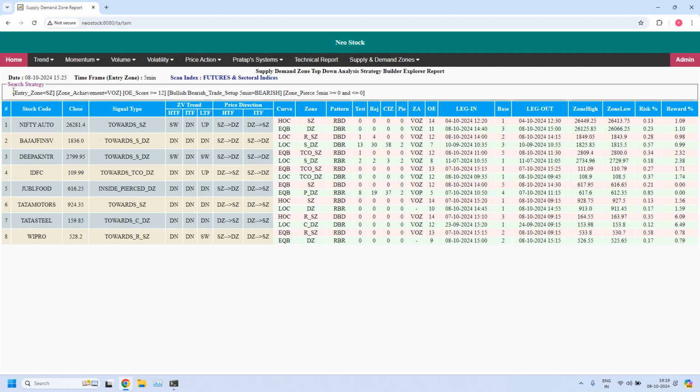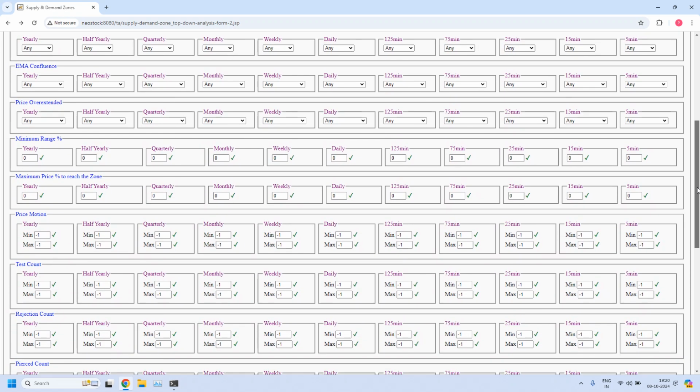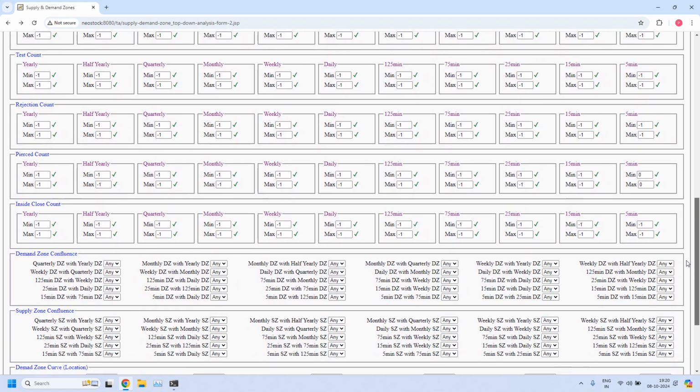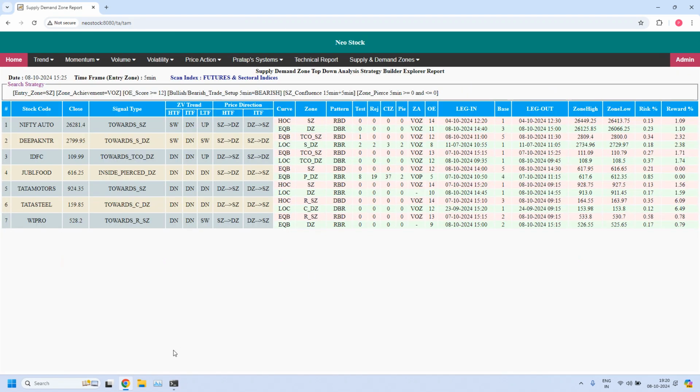Entry time frame supply, always look into the search strategy. Entry zone is supply zone. In bullish or bearish trade setup, at 5 minutes we selected bearish. So these 8 stocks are bearish trade setup for hourly income trade. So we need to look for ITF supply zone confluence. That means 5 minute supply zone with 15 minute supply zone confluence. So I am enabling the filter 5 minute supply zone with 15 minute supply zone. Let's verify. All the 7 stocks are having ITF confluence. So that means all these 5 minute supply zones are part of the 15 minute supply zone.